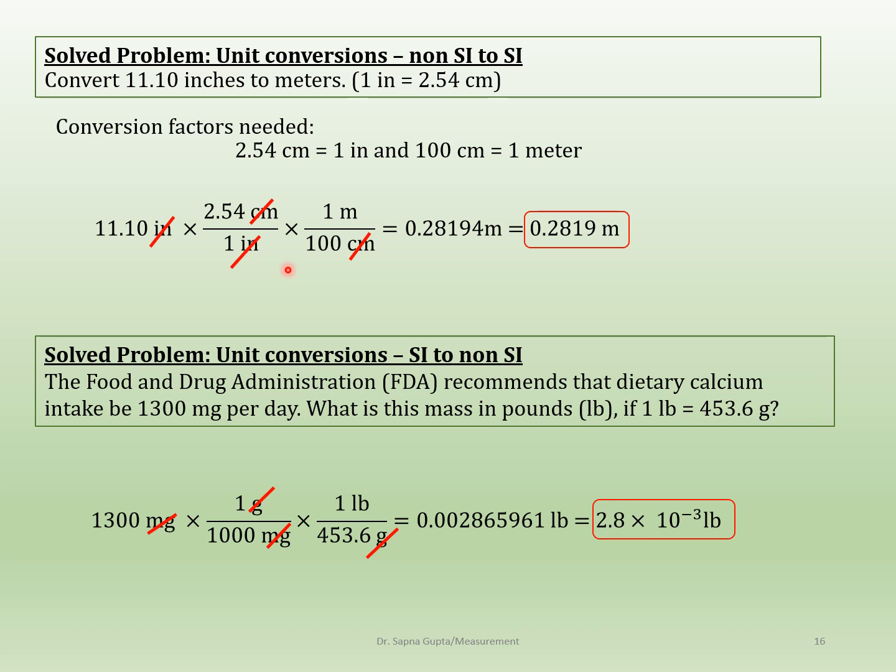How do you put the numbers? In front of the inch, you put its number. For centimeters, whatever the number is, you put that in front of it. The same thing here: for meters, the number was 1, and for centimeters, the number was 100.